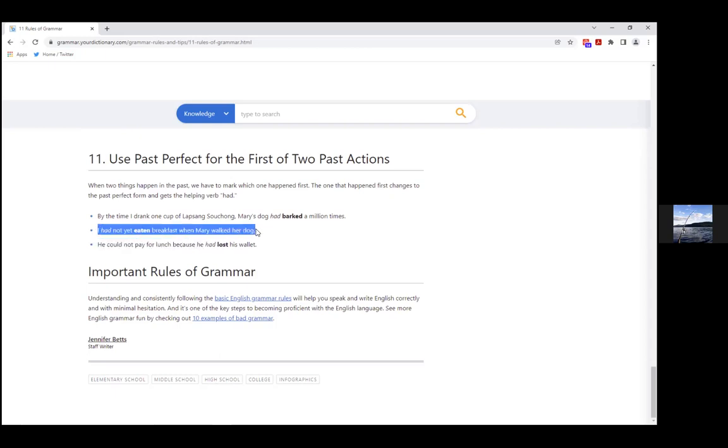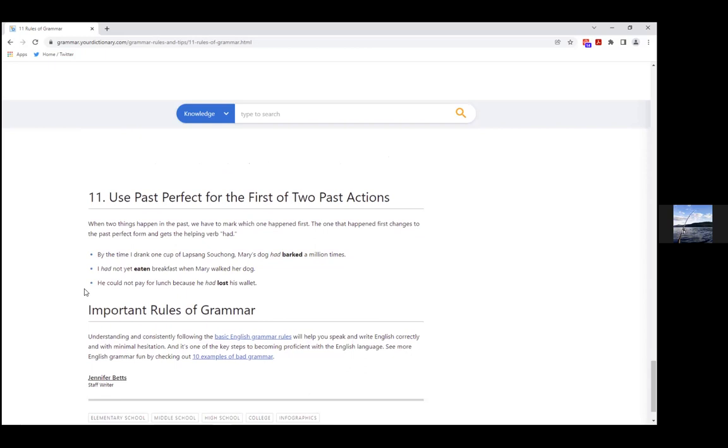Would you like to try? Yep. I had not yet eaten breakfast when Mary walked her dog. Correct. And notice you could actually get away even with putting a comma here just to put a pause in. However, that's just a bit of nitpicking on that.